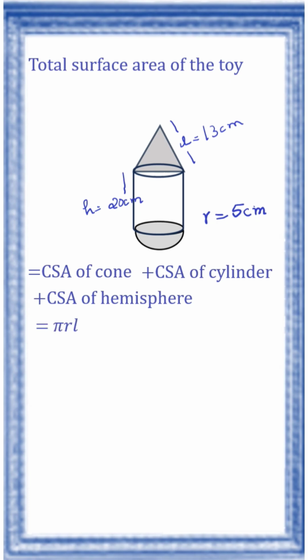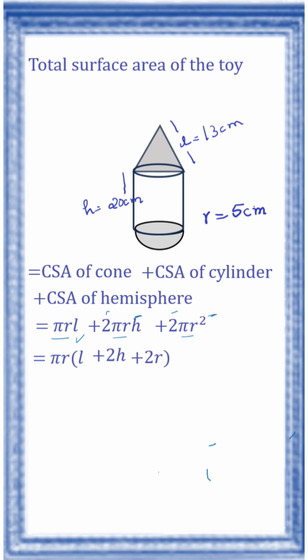CSA of cone is pi RL. CSA of cylinder is 2 pi RH. CSA of hemisphere is 2 pi R square. Now observe that pi R is common. We can take it out. Here L, then here 2 and H, here 2 and R. 1 R we have taken out, isn't it? So now let us substitute the values.